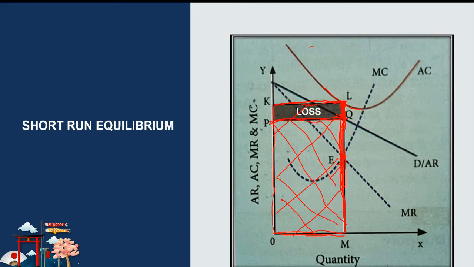Were you able to understand? So how much is my TC in this diagram? My total cost is O, M, L, K.